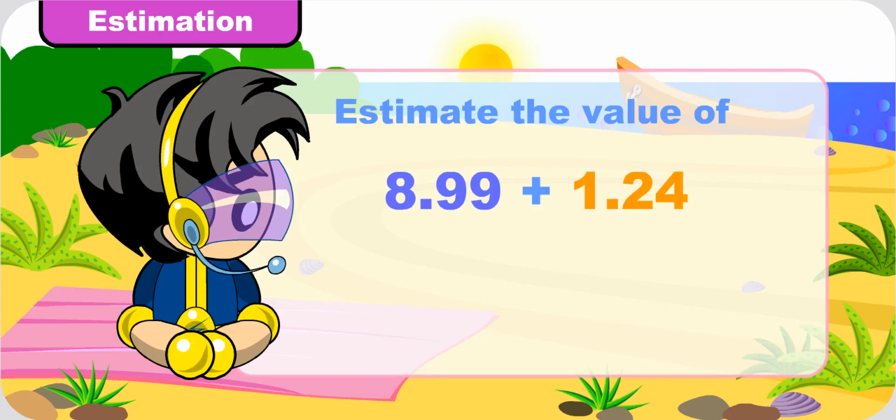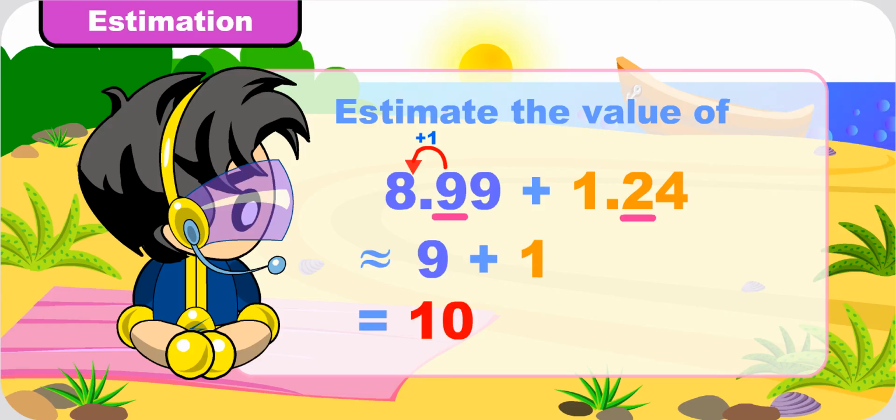Look at this sum. Before we add them up, we must try to round off both numbers to the nearest whole number. Okay, rounding off both decimals to whole numbers means 8.99 becomes 9 and 1.24 becomes 1. Therefore, 9 plus 1 and I get 10.